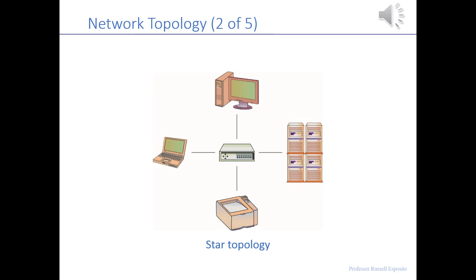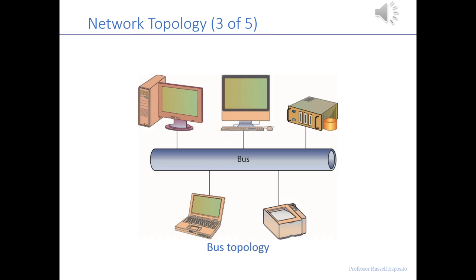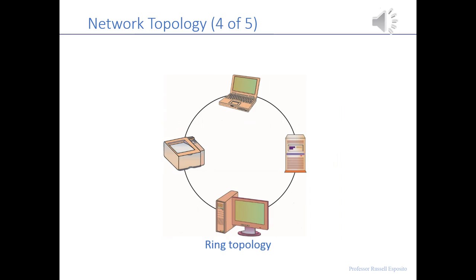This graphic illustrates a typical star topology, which is essentially a hub and spoke arrangement. This graphic illustrates a bus topology where cabling has a more linear implementation. This slide shows a ring topology where each device attaches in a sequential manner.